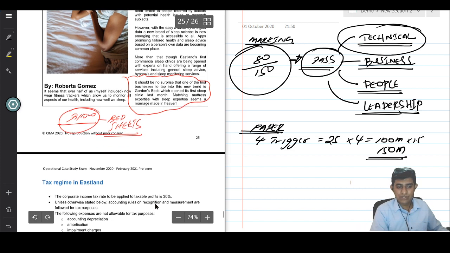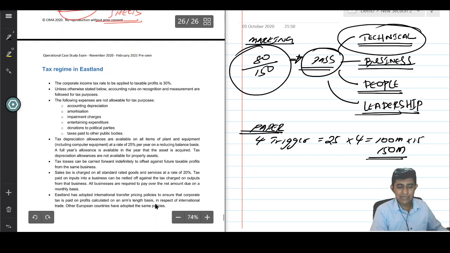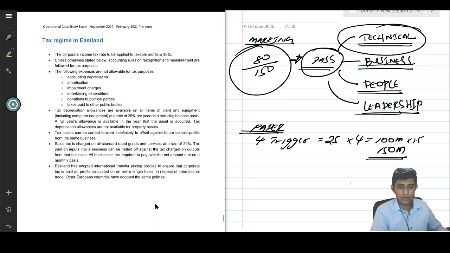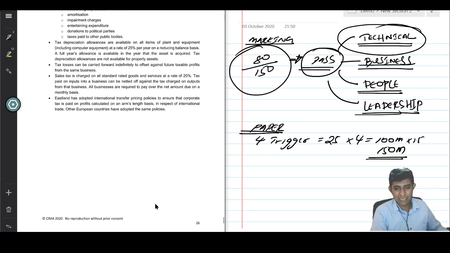And then also, students, the tax regime in Eastland is also given here, so you can go through that also in detail, students, as usual.